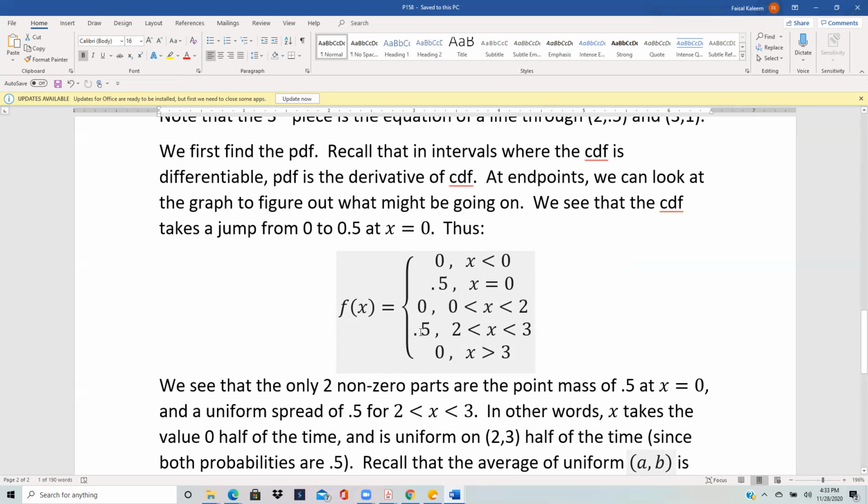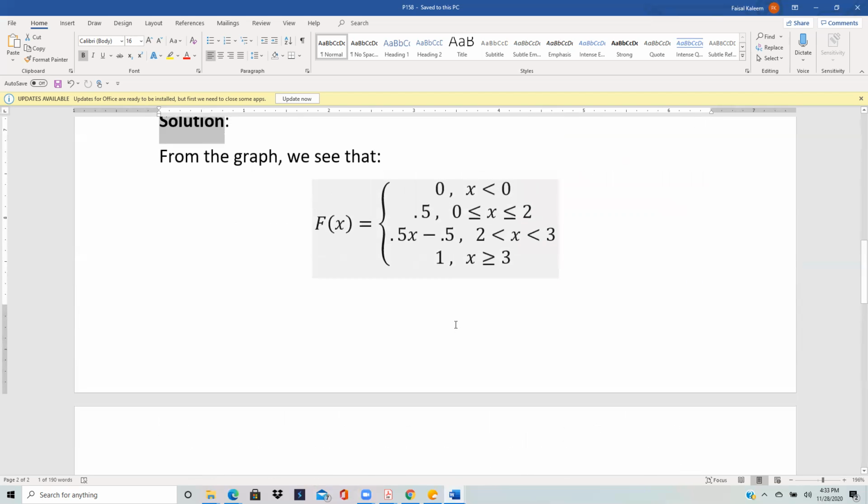Okay. So, between 2 and 3, the CDF was 0.5x minus 0.5. So the PDF will just be the derivative of that, which is 0.5. And once you are past 3, it again leveled off to 1. So the derivative of that part will be 0. So that's why this part was 0.5 and then this part was 0.